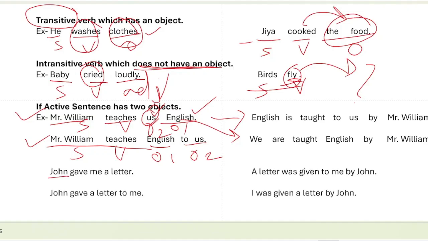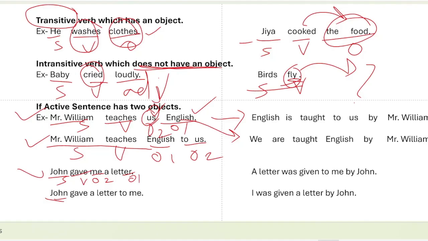So what is John? John is a subject, gave is a verb, me is object 2, and what did he give? He gave me a letter, so it will be object 1. Again, you can use any object, object 1 or object 2, to make your passive voice, but it is always advisable to use only object 1. It's okay, you can use object 2 also, but if you are using object 1, then your sentence is much more clear. Clear? Now, this sentence can also be written as John gave a letter to me.